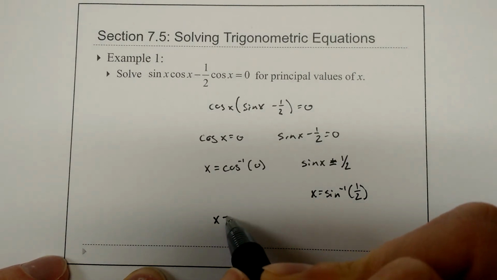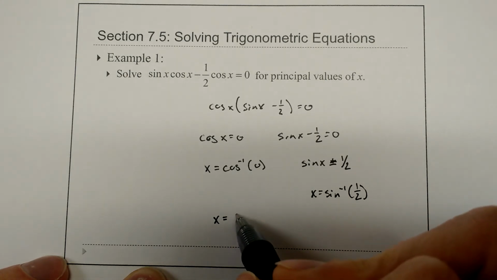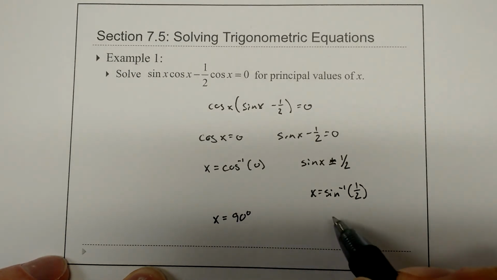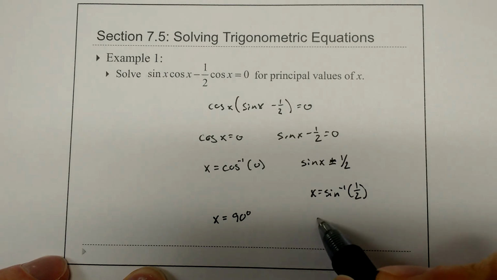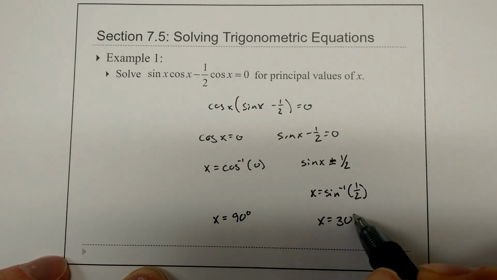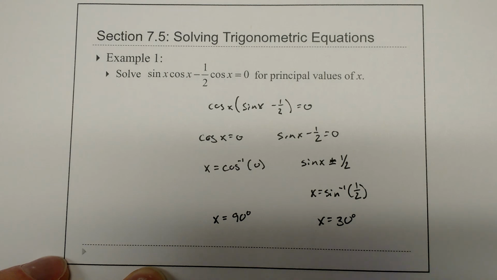If you let your calculator handle this, make sure you're in degrees. The cosine of 0 occurs at 90 degrees. The sine is 1/2 at 30 degrees. So there's two solutions, 90 degrees and 30 degrees. That's section 7.5.